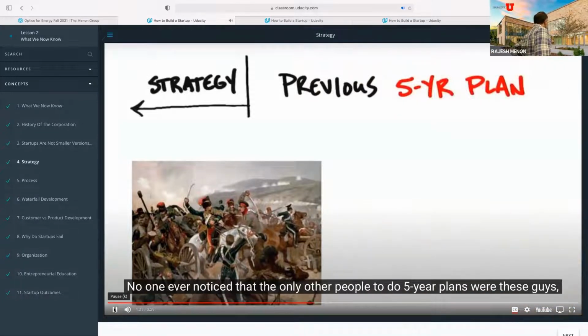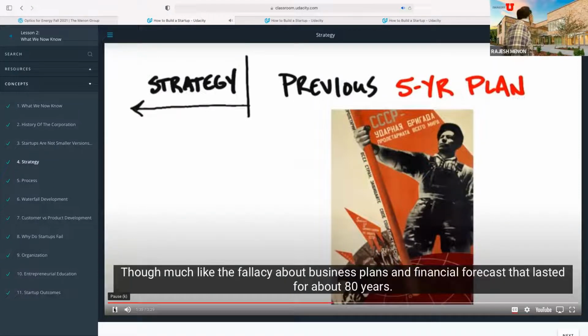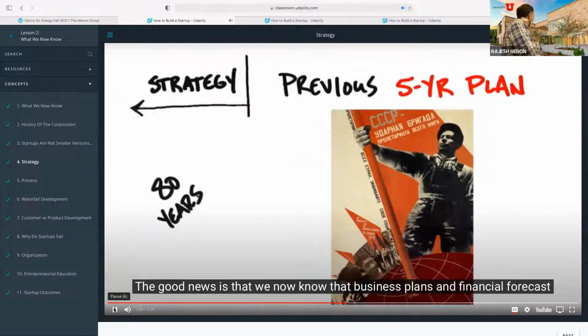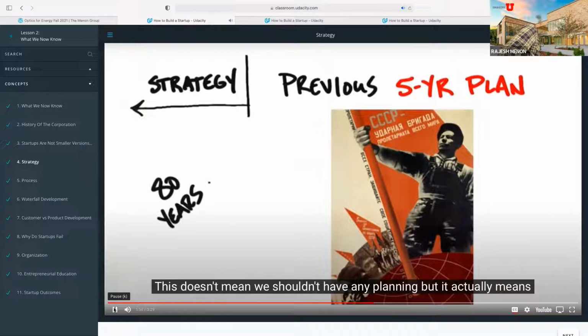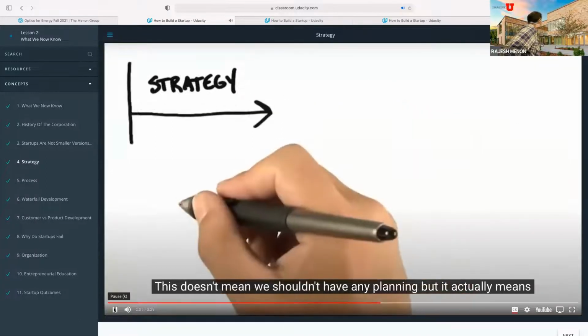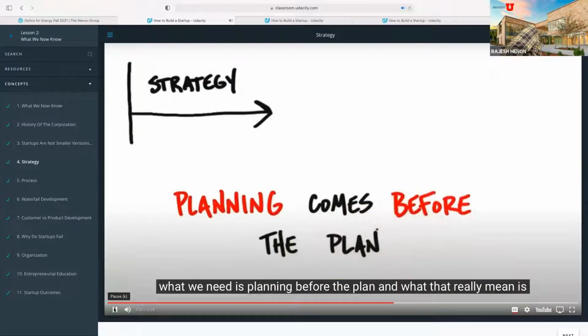No one ever noticed that the only other people to do 5-year plans were these guys, the Soviet Union. And we kind of know how well that turned out as well. Much like the fallacy about business plans and financial forecasts, that lasted for about 80 years. The good news is that we now know that business plans and financial forecasts are just as silly as it was in the Soviet Union. So no business plan survives first contact with customers. This doesn't mean we shouldn't have any planning, but it actually means what we need is planning before the plan. And what that really means is you need to figure out how to actually do some planning, and then you get to write the business plan. So let me be clear.